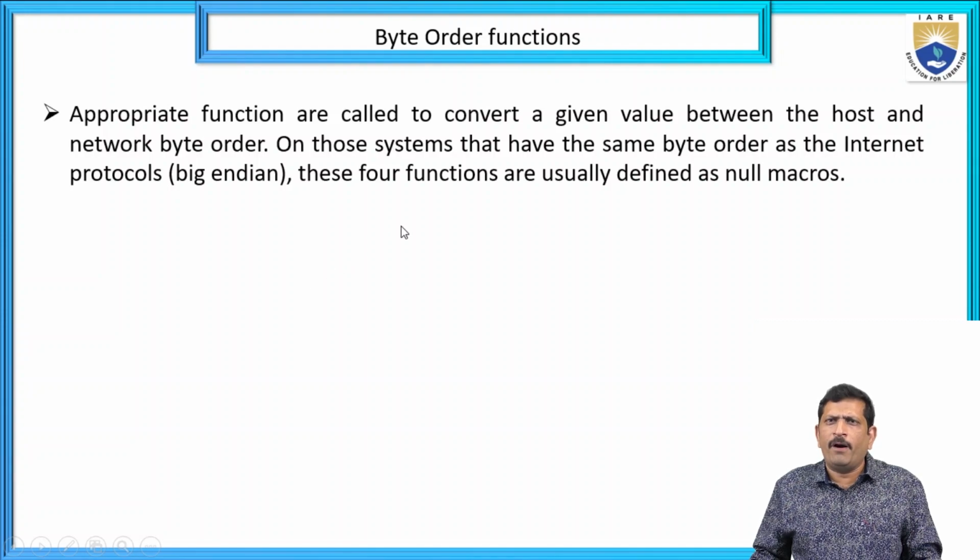Appropriate functions are called to convert a given value between the host and network byte order. On those systems that have the same byte order as the Internet protocols, these four functions are usually defined as null macros.